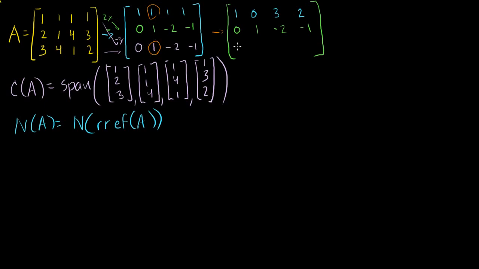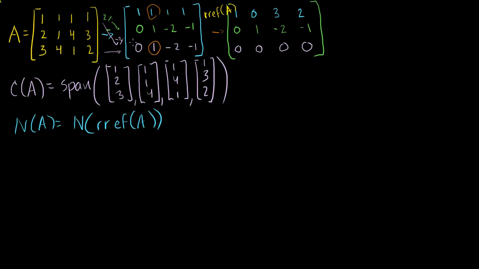0 minus 0 is 0. 1 minus 1 is 0. Minus 2 minus minus 2 is 0. And minus 1 minus minus 1, that's minus 1 plus 1, that's equal to 0. And just like that, we have it now in reduced row echelon form. So this right here is the reduced row echelon form of A.